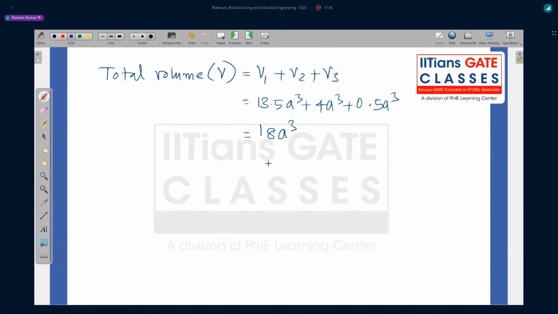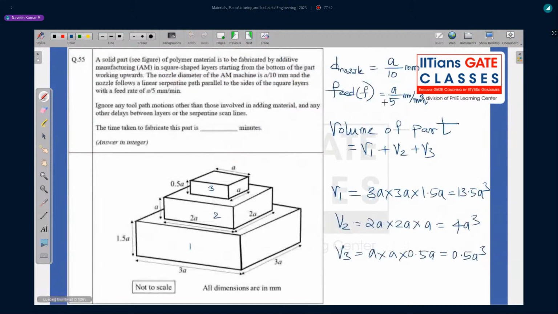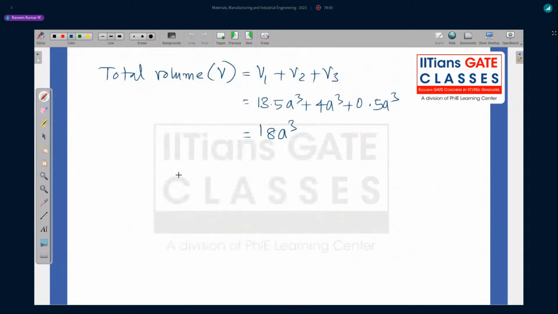Now we have the total volume, but we want time. If you see, they have given the feed rate and diameter of nozzle. From that nozzle diameter, material is coming at a feed of A by 5 mm per minute. At that rate, the material is dropping onto the part. So I can say volume flow rate can be calculated. What is volume flow rate?